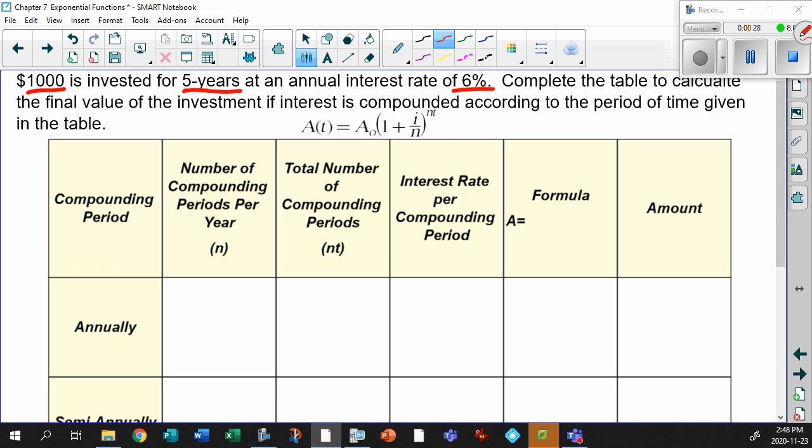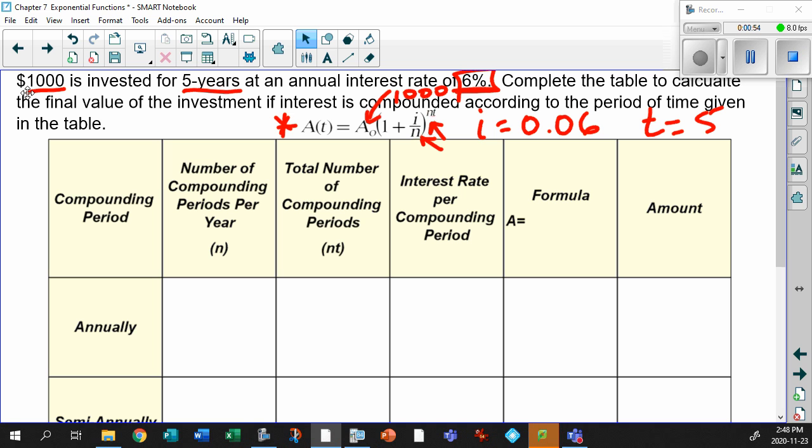Got it? Okay, so here we go. Remember your formula. A_T equals A naught. There's your initial investment of $1,000, right? That's going to be 1,000. Your interest rate, of course, is going to be 6%, which you know is 0.06. And then we're going to determine the N values here. Your T, of course, is going to be 5 years. Look what we've got already. Oh my goodness, this is really, really simple. It's really simple and very, very straightforward.